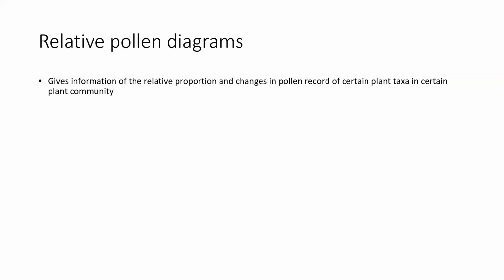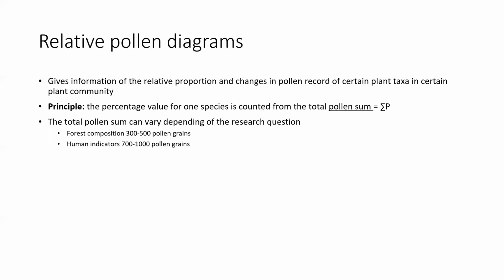Now, just showing you the relative pollen diagrams and how we actually obtain the relative pollen data. So basically the relative proportion of changes in the record, as I already said, and the principle of creating this relative pollen data is that the percentage value of one species is counted from the so-called total pollen sum, which is usually marked with the P.